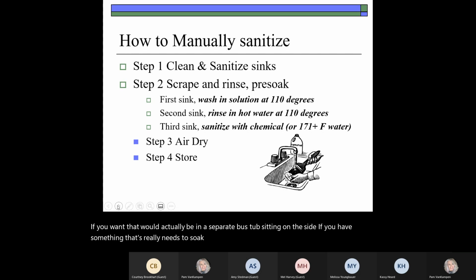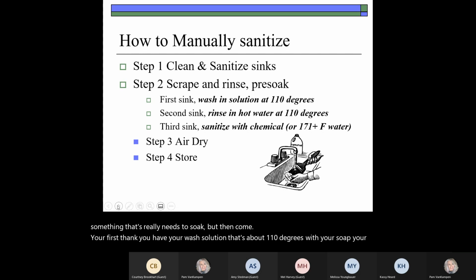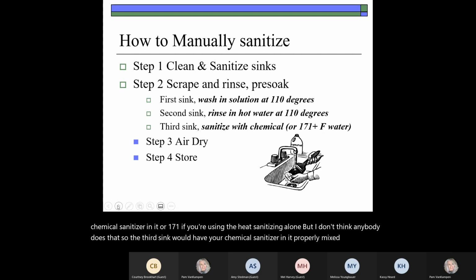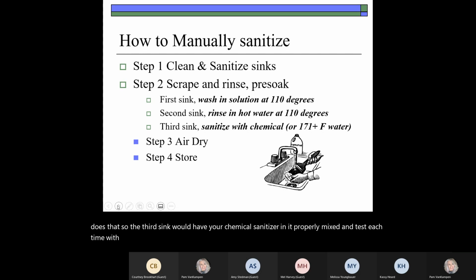But then your first sink, you have your wash solution that's about 110 degrees with your soap. Your second sink is your rinse sink, which has water about 110 degrees. And your third sink has your chemical sanitizer in it, or 171 if you're using the heat sanitizing alone. But I don't think anybody does that, so the third sink would have your chemical sanitizer in it, properly mixed, and test each time with a test strip. Then you air dry whatever comes out of there, and then you store it.